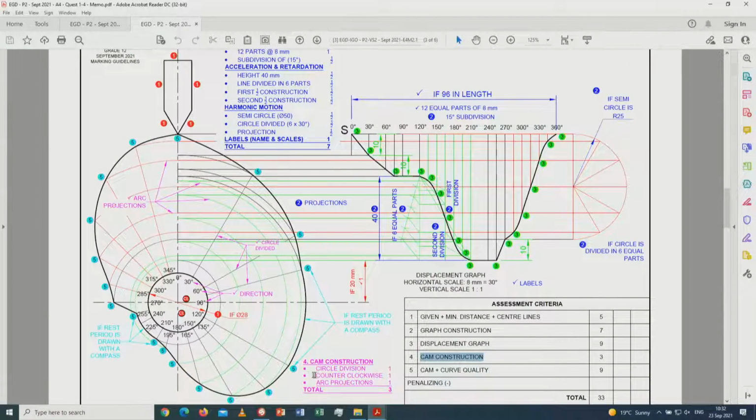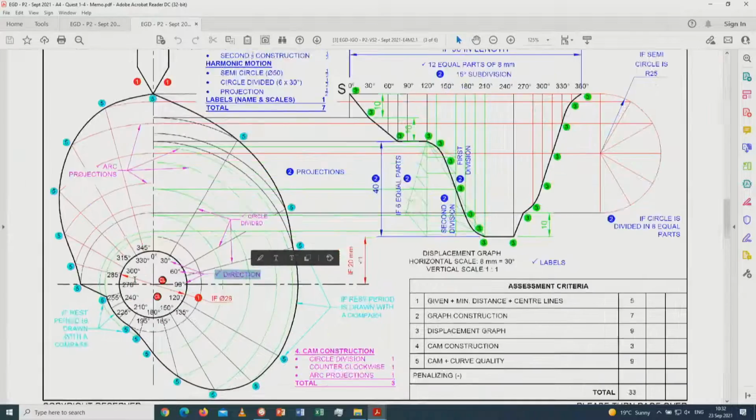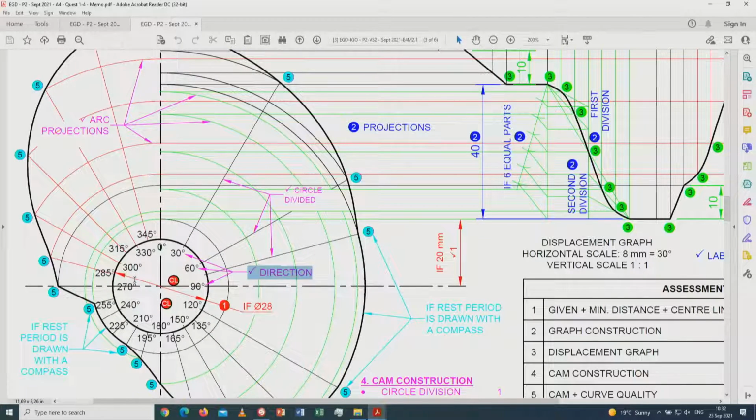All right, now that is for the circle division. In other words, the learner has the circle divided into 30, 60 degrees and so further onwards. So that's the first portion. And then also the counterclockwise numbering, the direction. Does the learner go counterclockwise in terms of that? So it goes 30 degrees, 60 degrees, 90 degrees in this direction.